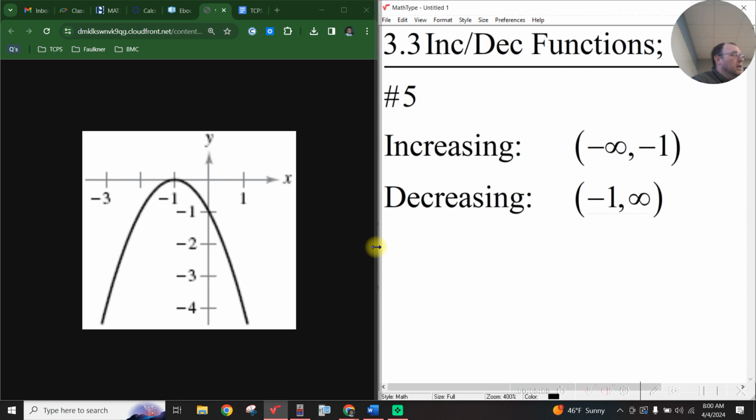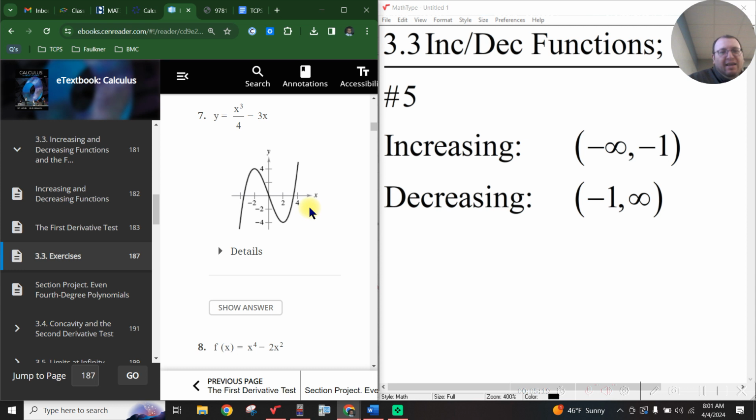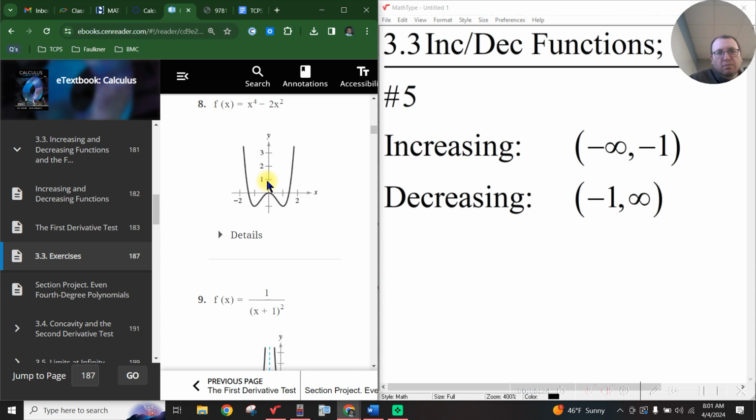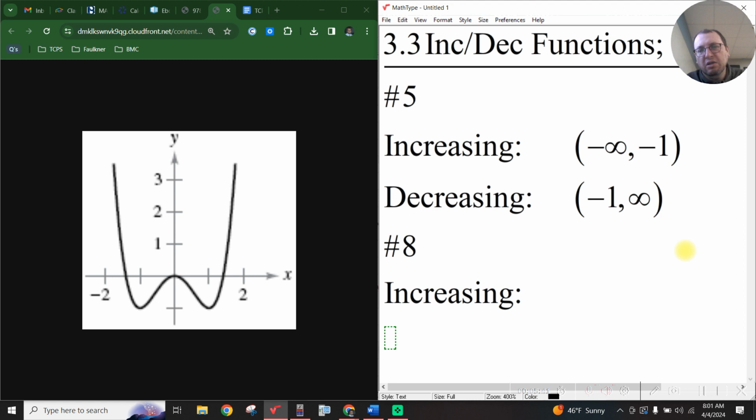Okay, let's look at one more of those examples. Let's look at number 8 here. We're going to have to do this without a graph. Again, let's figure out where this thing's increasing and where it's decreasing.